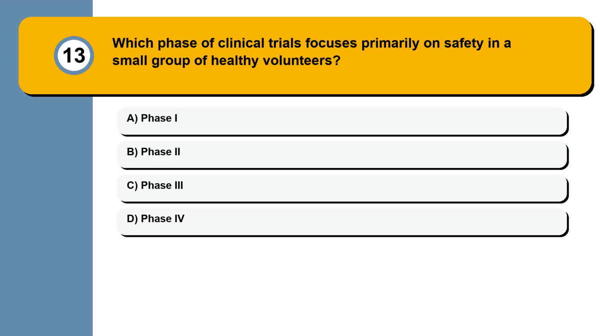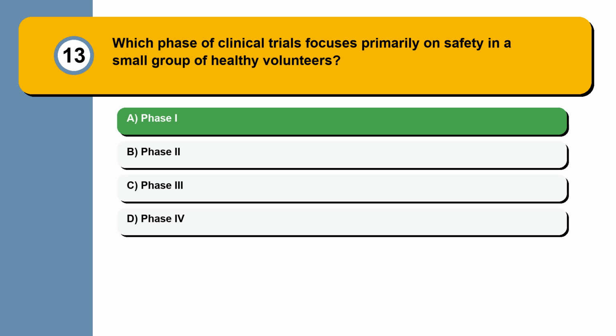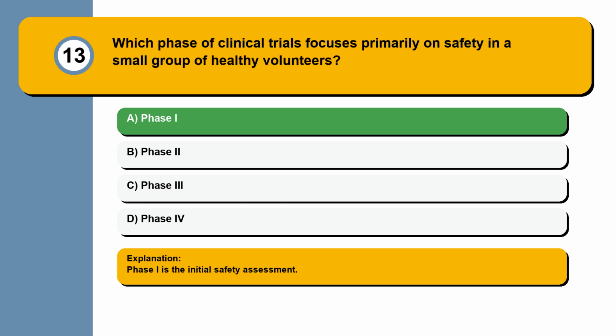Question 13. Which phase of clinical trials focuses primarily on safety in a small group of healthy volunteers? Phase I, Phase II, Phase III, Phase IV. Phase I is the initial safety assessment.